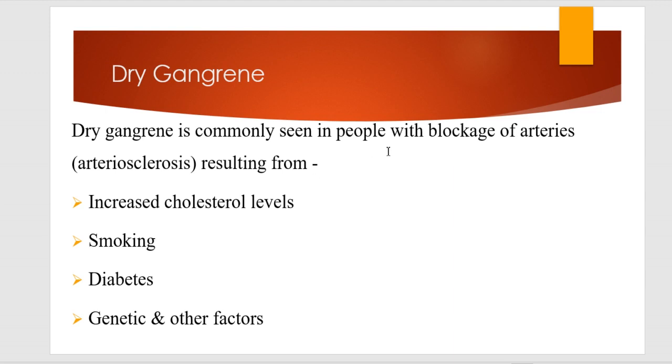Dry gangrene is commonly seen in people with blockage of arteries, as in arteriosclerosis, and these are the predisposing factors: increased cholesterol levels. If the patient gives a history suggestive of long-term smoking. Then diabetes, again depending on the duration of the diabetes. Yes, uncontrolled diabetes is a predisposing factor for dry gangrene, and there are some other genetic and other factors also working here. Finally, all these factors are going to hamper the blood supply, right?